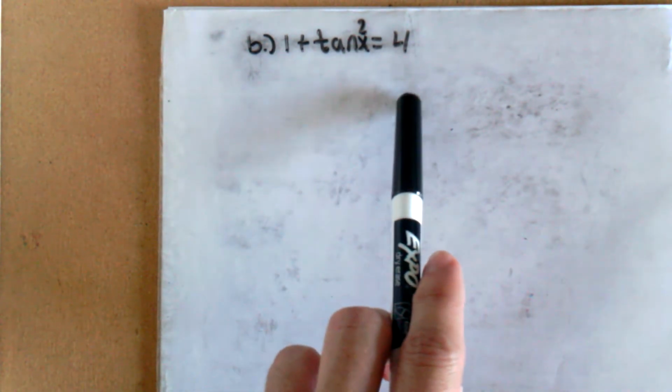So I'm actually going to turn this over because I know I'm definitely going to run out of space if I try to do this problem on this page. So I'm going to flip over the page to do problem B. Okay, so B, again, is 1 plus tangent x squared equals 4.